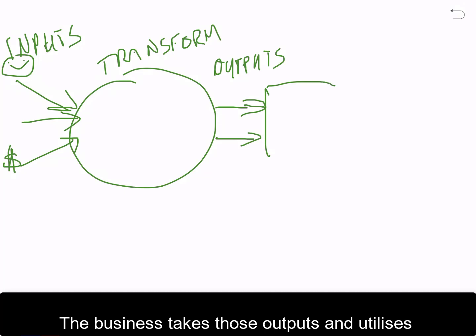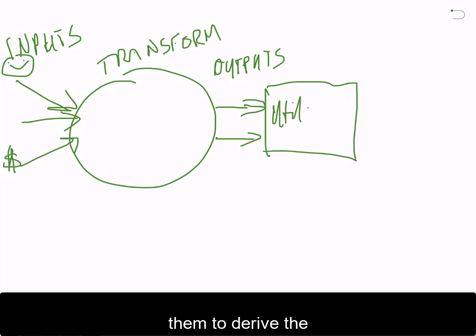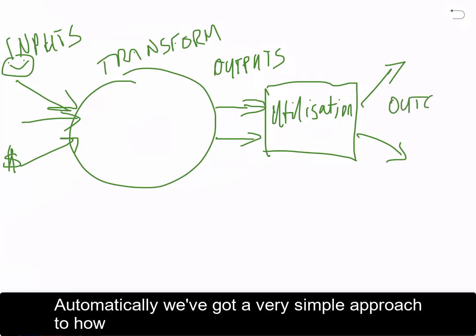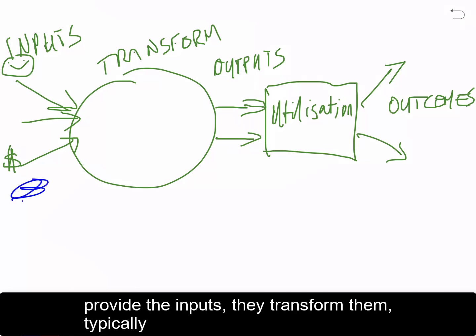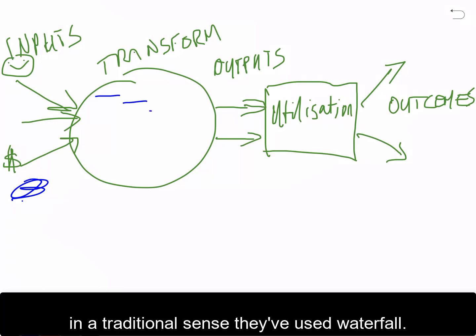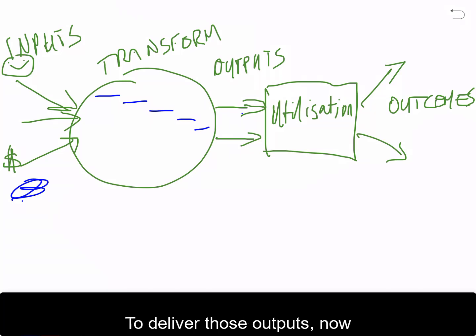The business takes those outputs and utilises them to derive the target outcomes. Now automatically we've got a very simple approach to how projects deliver. We've got an idea that they provide the inputs, they transform them. Typically in traditional sense we'd use waterfall to deliver those outputs.